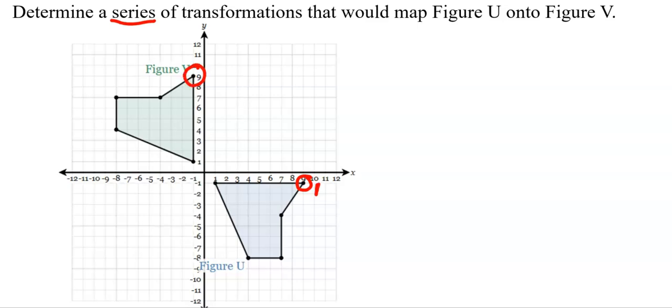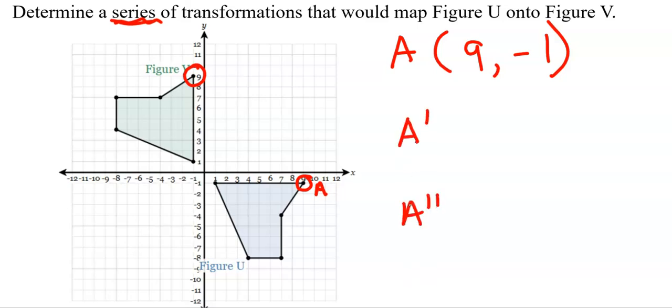So I'll call this point A. I know that point A is located at 9, -1. And I know that after a series of transformations, and for this question, it will be 2 moves, I will end up at this new location. And the coordinates of that new location are -1, 9.